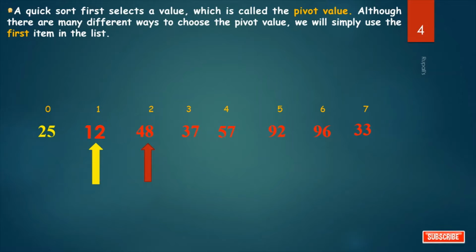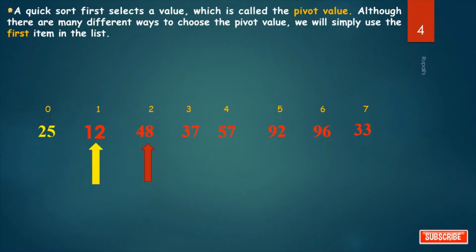The upper pointer crossed the lower pointer, means the two pointers crossed each other. What is the value where the upper pointer points? It is 12. What is the position? It is 1. And what is the value where the lower pointer points? It is 48. And what is the position? It is 2. Upper pointer position is 1, lower pointer position is 2. So the two pointers crossed each other and the position of the upper pointer is less than the lower pointer.